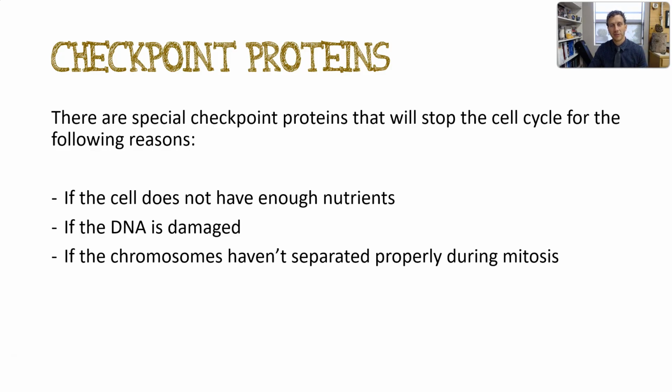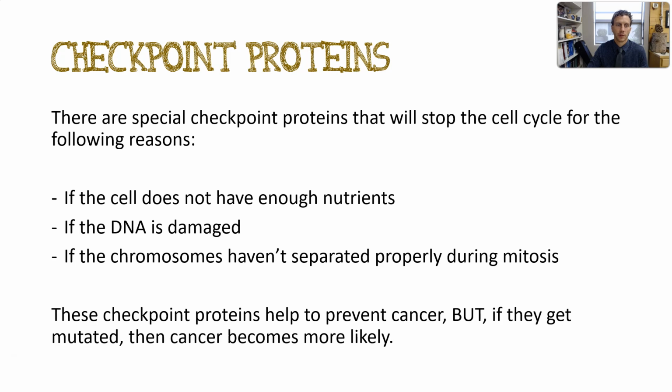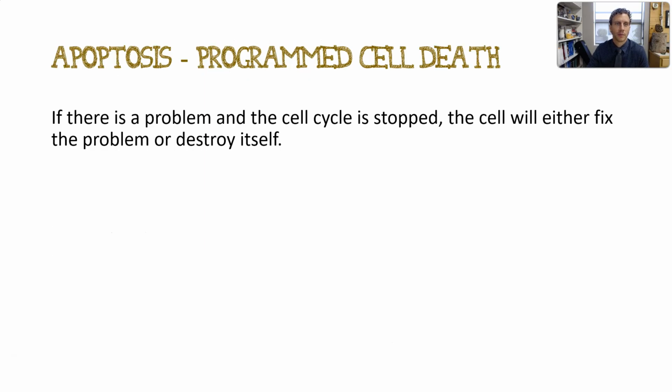Or if the chromosomes haven't separated properly during mitosis, then again, it will stop the cell cycle. Okay? So these proteins, we don't want mutations in our checkpoint proteins. We want those to work really well. These checkpoint proteins help to prevent cancer, but if they get mutated, then cancer becomes more likely. And we can't control which genes are getting mutations, so we want to avoid things that can cause mutations.